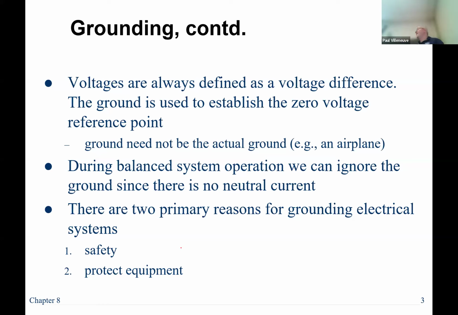So you always want to ground things for electrical safety for you and to make sure that the equipment is protected. So you don't have an arcing thing in your system causing problems. It trips the breaker immediately.